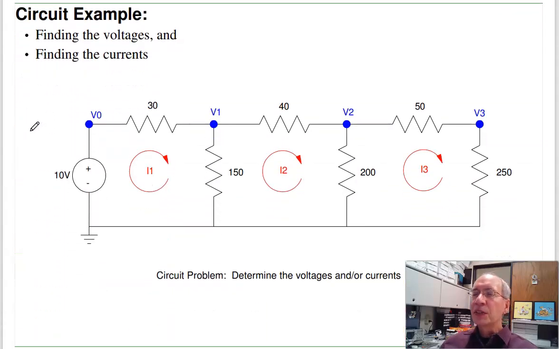To give us something concrete to look at, let's look at this circuit. Here I've got a circuit with 4 voltage nodes, 3 current loops. The goal is to find the voltages and find the currents.